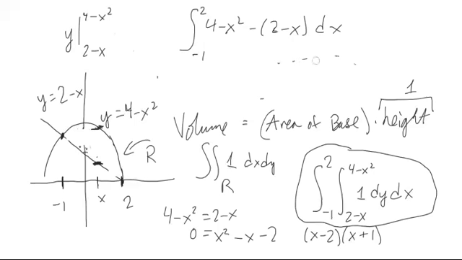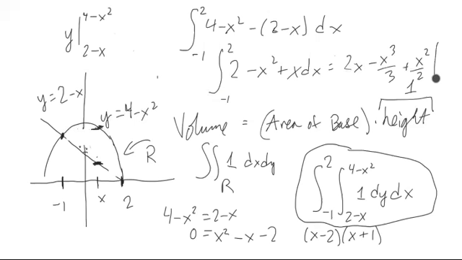So we end up having 4 minus 2 is just 2, and then we get minus x squared plus x. Okay, so we need to integrate this still. So that would be 2x minus x cubed over 3 plus x squared over 2, evaluated from -1 up until 2.